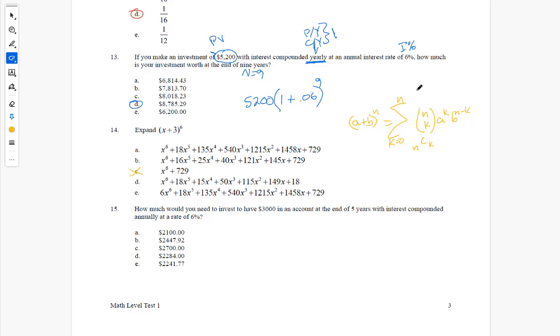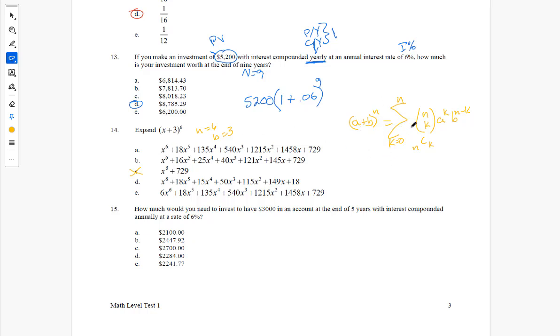So first of all, let's do the first one, 6th power. So we'll start at n is 6. We should write that down. N equals 6. K is going to move all the way from 6 down to 0. And then B is 3.